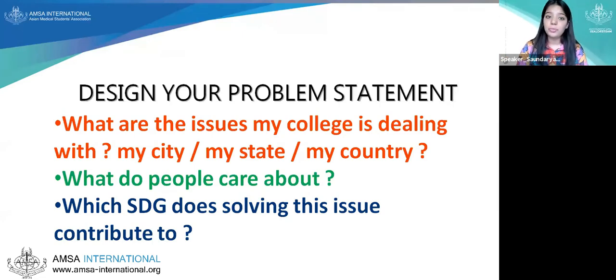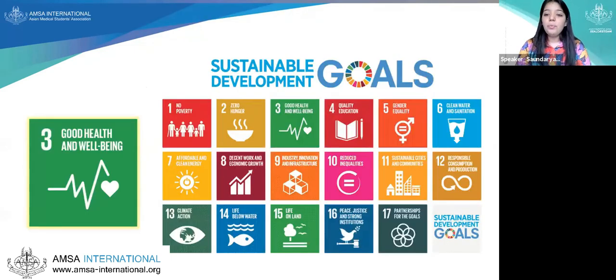this issue contribute to. So SDG, I hope most of you all know, is a sustainable development goal of the United Nations. So we associated all our projects with one or more of these SDG goals. This just helped us align the idea in a proper format and just streamline the points and goals. So specifically SDG 3 is something we associated all of our projects with, because that is something as medical students we connect with the most.